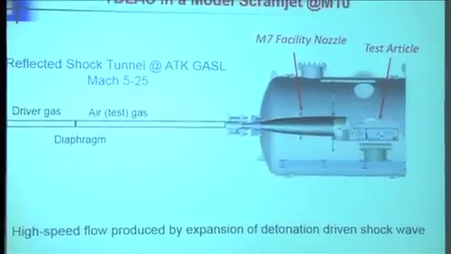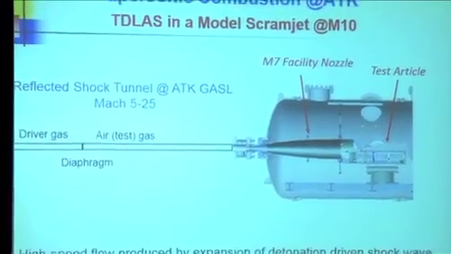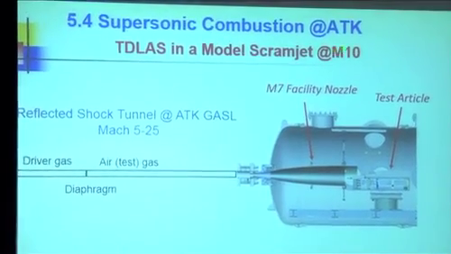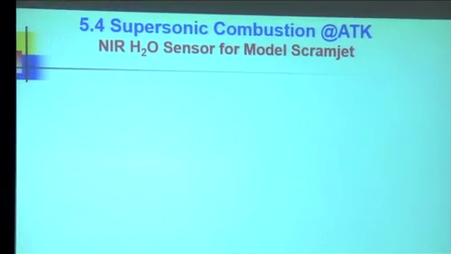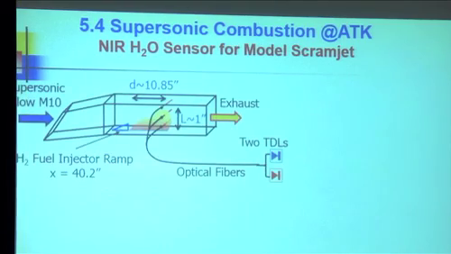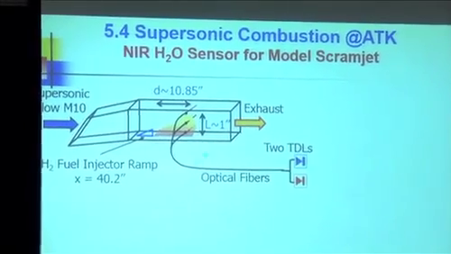Now we took the same idea to an impulse facility called ATK, that's in Long Island, New York, where they can test at Mach 10. That means they only test for a few milliseconds. It's a combustion-driven tunnel, reflected shock tunnel. They can get up to about Mach 25. It's a detonation-driven shockwave experiment, but they only have a few milliseconds of test time. And their test section is really small. Let's see if I got this here. Okay, here it is. Their test section is about 1 inch high.